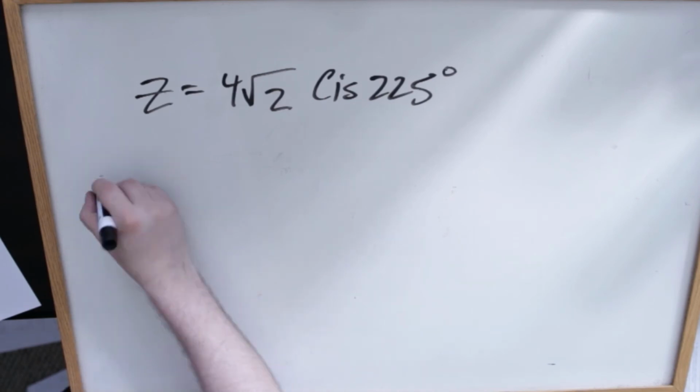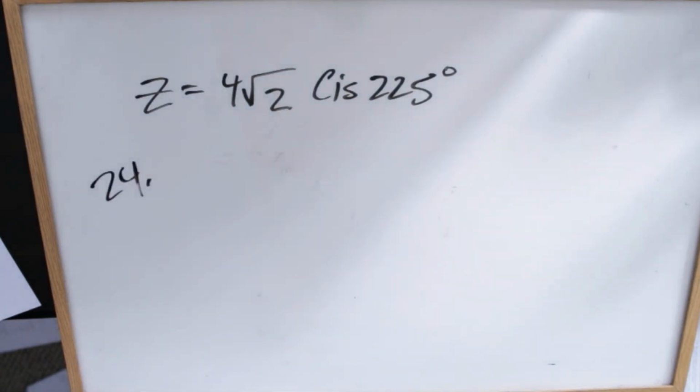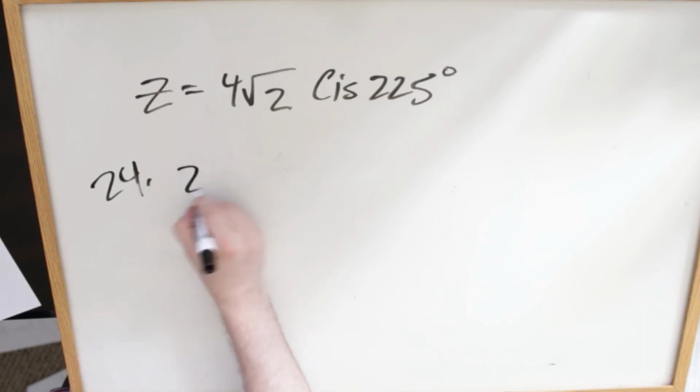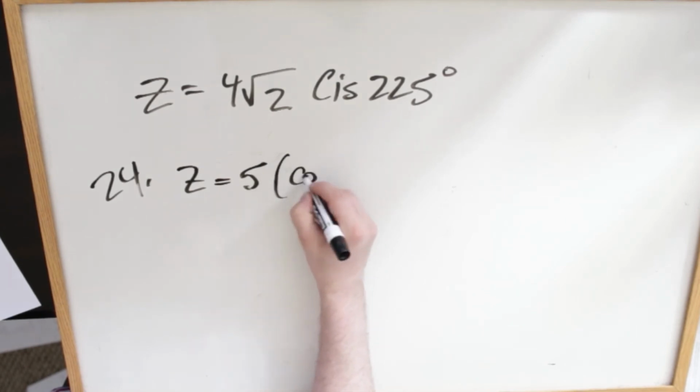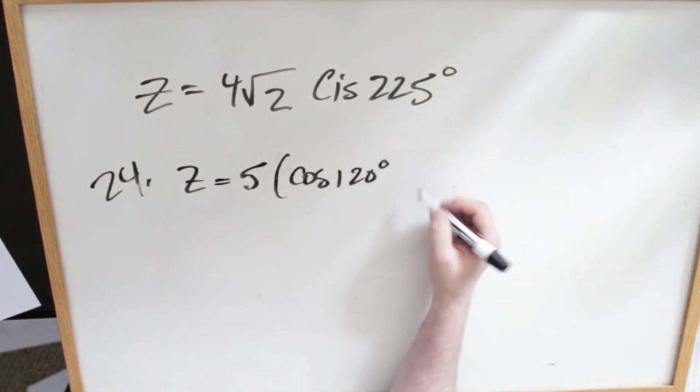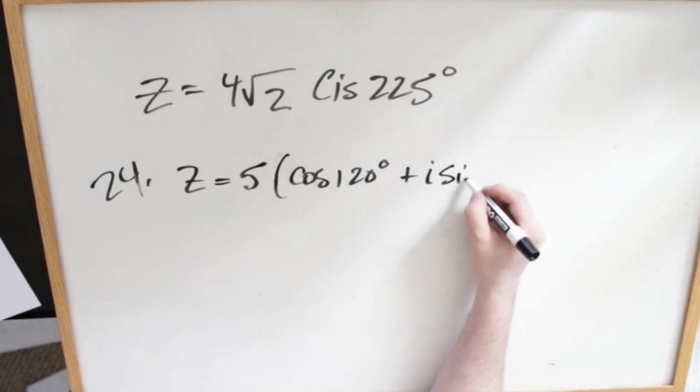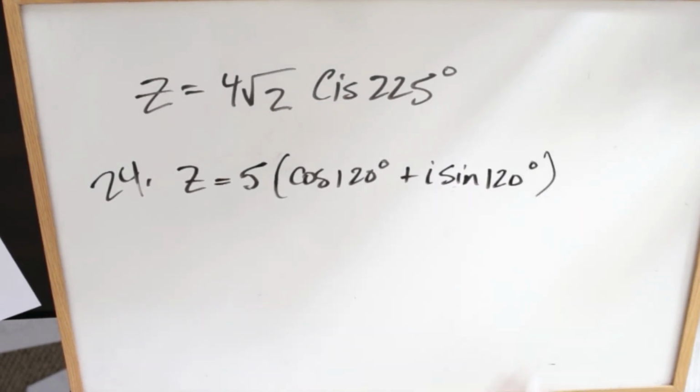Okay. Question 24. Let's take a look here. What does the book say? Write each complex number in standard form. So pretty much we were going from standard form to trigonometric form. Now we're going back to standard form. So this is going to be z equals 5 times cosine of 120 degrees plus i sine of 120 degrees. Okay?